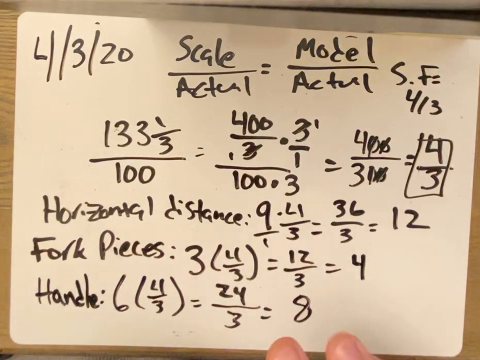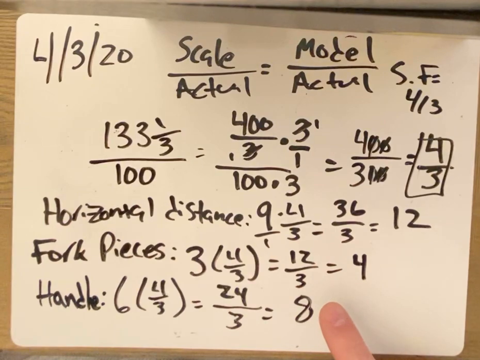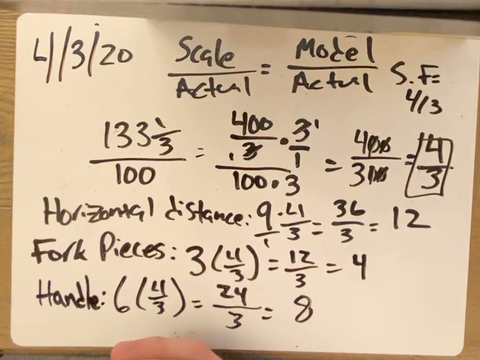So on your new picture that you're going to make, the horizontal line across is going to be 12 now, okay? On your new picture, right, instead of 3, the fork pieces are going to be 4. And on your new picture, instead of 6, the handle is now going to be 8, okay? Because you're making a scale factor of 133 1/3, which means you're going up 33 1/3% in your picture, okay?